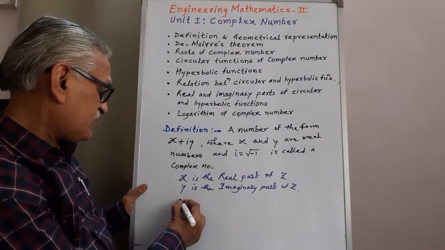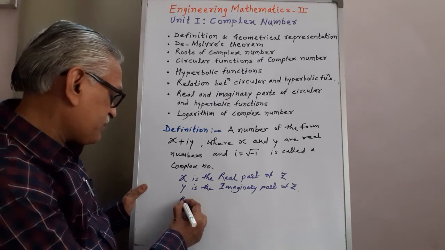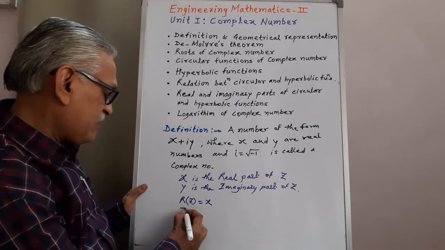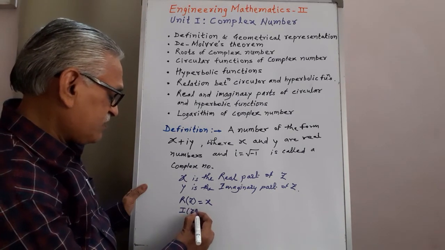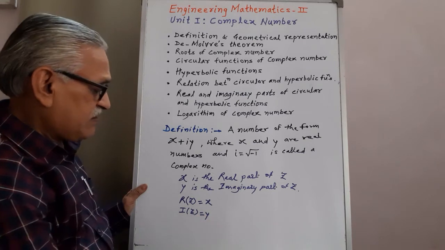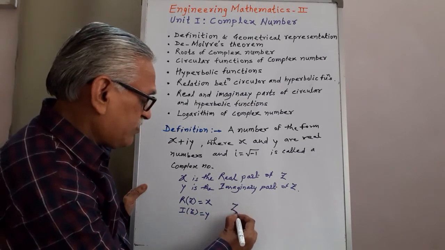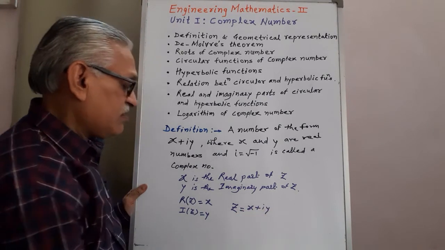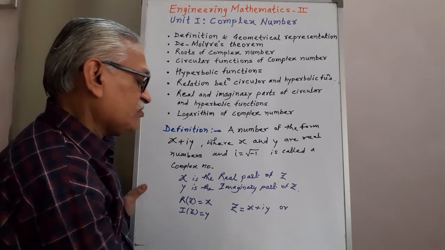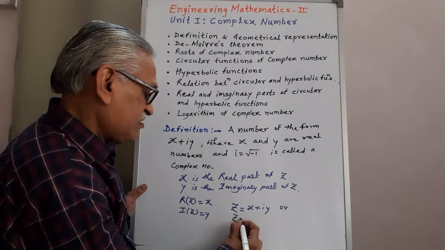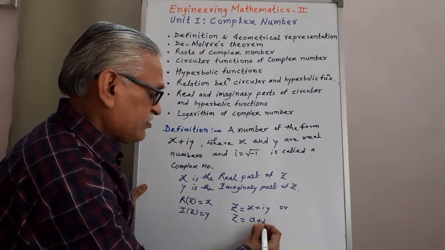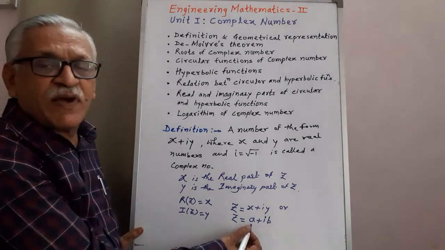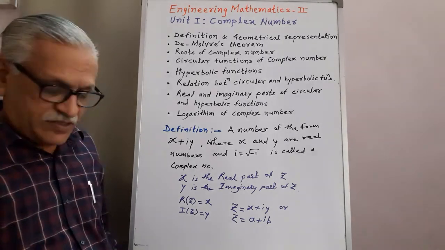In short, we write the real part of z as x and the imaginary part of that complex number as y, and that complex number z we denote as x plus iy, or we can write z as a plus ib, where a is the real part and b is the imaginary part of that complex number.